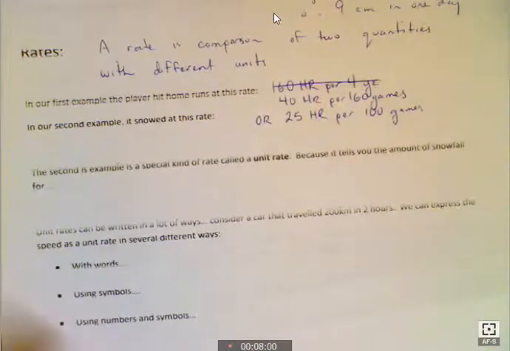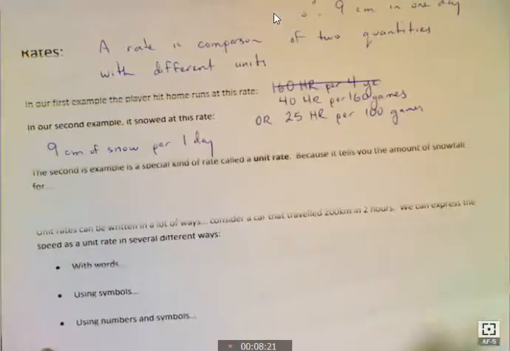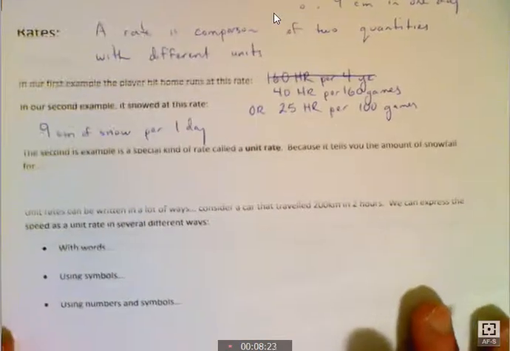That's a rate. It's a comparison between two quantities. There was home runs and games. In our second example, I'll just write one of these. We found that on average, we got 9 centimeters of snow per 1 day. So those are rates, comparing two quantities with different units.